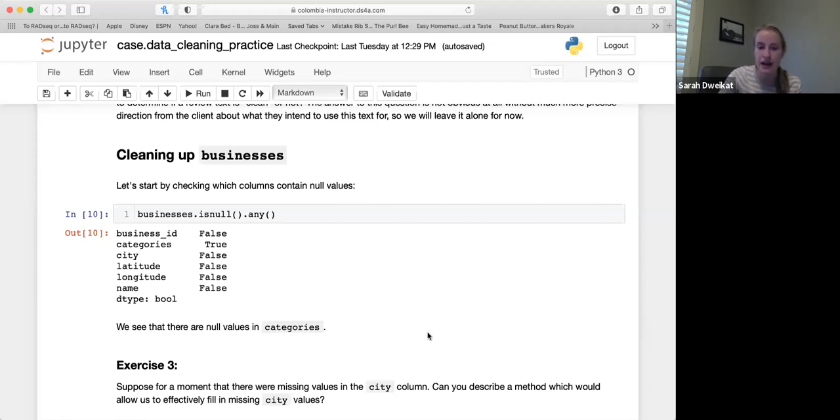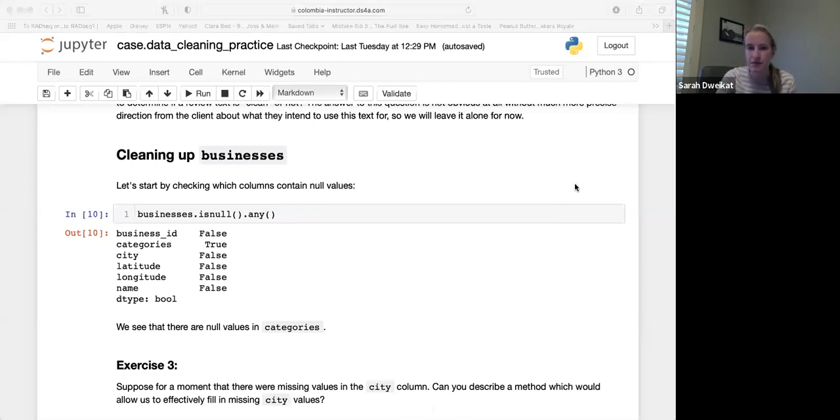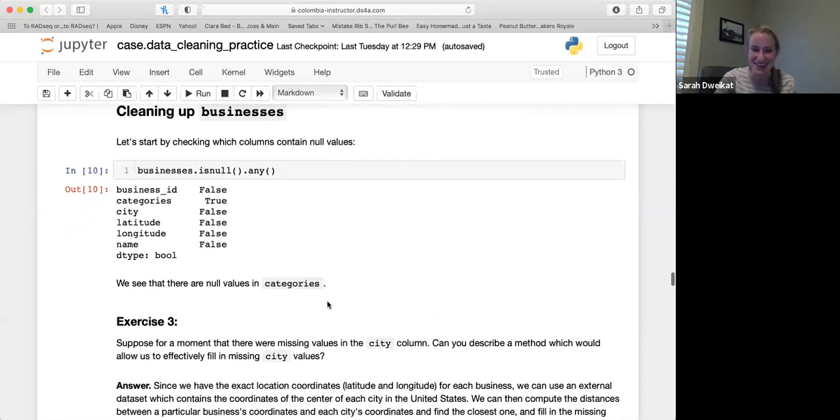So let's go ahead and think about exercise 3, and let's pretend that we have missing values in the city column. How could we fill in missing city values? Okay, yeah, everyone, I think so far everyone has the same answer. That's great. You are all correct. You were saying latitude and longitude. Yeah, so I think that was an easy one.